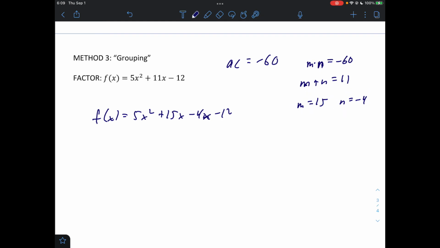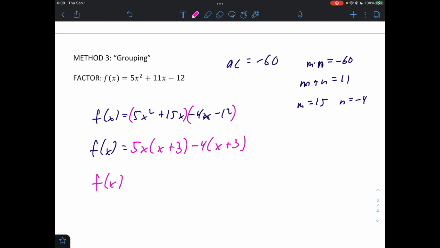All right, then we're going to factor by grouping. So we're going to group these together and these together. Okay, so factor by GCF, we get a 5x. What's left is x plus 3. In the second part, factor out the negative 4, and we're left with x plus 3. So then our factored form is going to be 5x minus 4 times x plus 3. And once again, it's the same that we got for the first 2 times through.